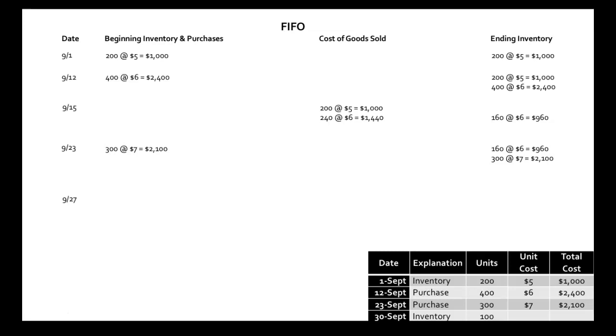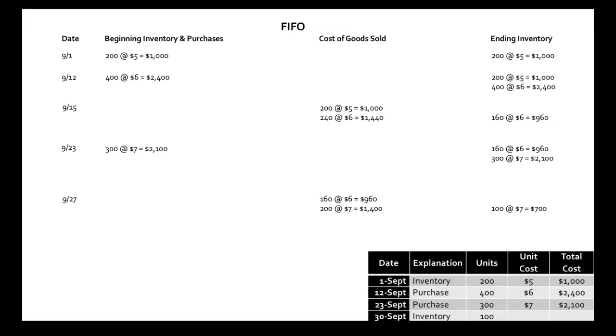Now, on September 27th, we made a sale of 360 units. So it's going to look like this. First in, first out. So we first sell all 160 units at $6. Then we still need to sell another 200 in order to reach our total of 360 units. So those 200 units come from the next inventory group, those at $7 a piece. So that's how we fill out the cost of goods sold column.